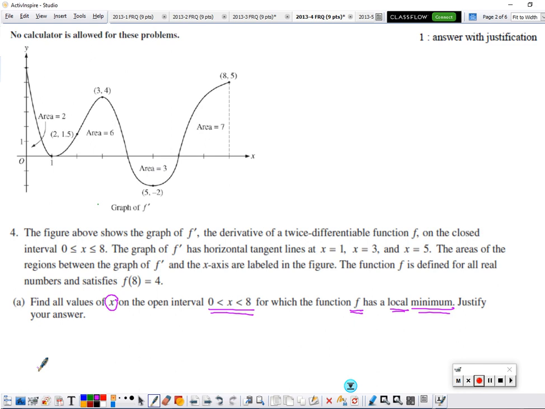Justify your answer. So I remember from my flashcards that f will have a local min when f prime changes negative to positive. So I just need to find that right here. So I write at x equals, I better count that so I don't mess up, 2, 3, 4, 5, 6. So at x equals 6, f prime changes negative to positive.